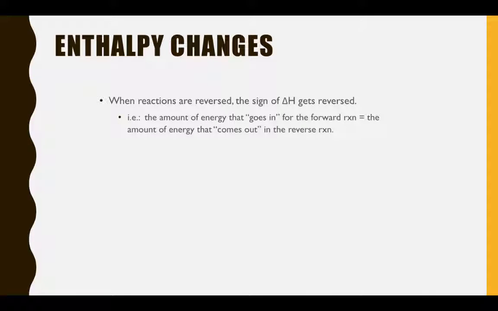When a reaction is manipulated, we can also consider the enthalpy change associated with it. For example, if we reverse a reaction, the sign of delta H is reversed. In other words, the amount of energy that goes in for the forward reaction is the same as the amount of energy that comes out in the reverse reaction, or vice versa. Looking at an example here of an exothermic reaction, if we reverse this reaction, the magnitude of the enthalpy change is the same, but it's opposite in sign. The energy is gained rather than released.